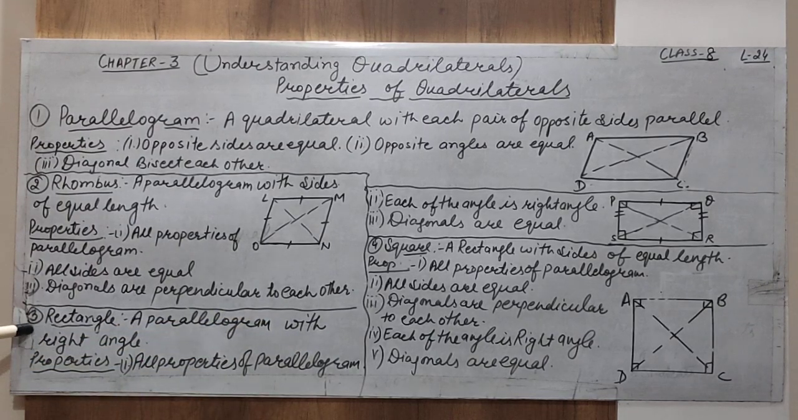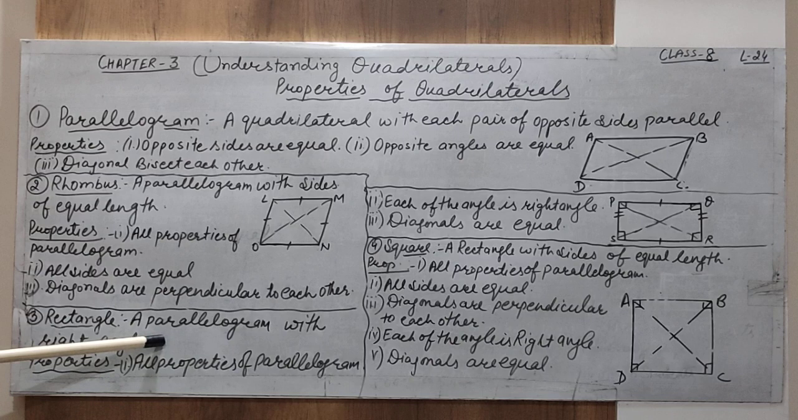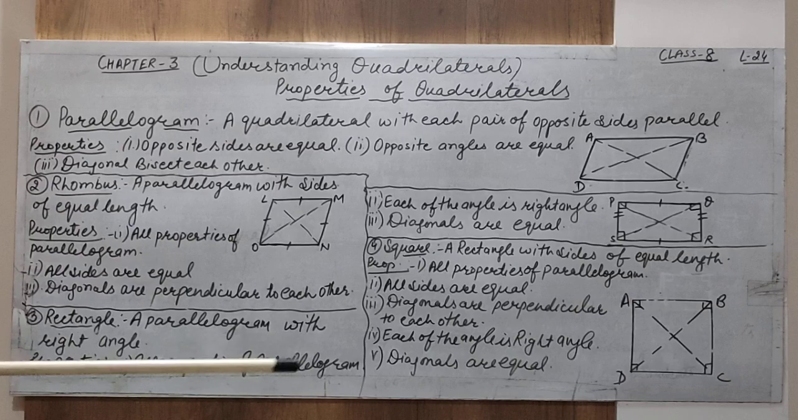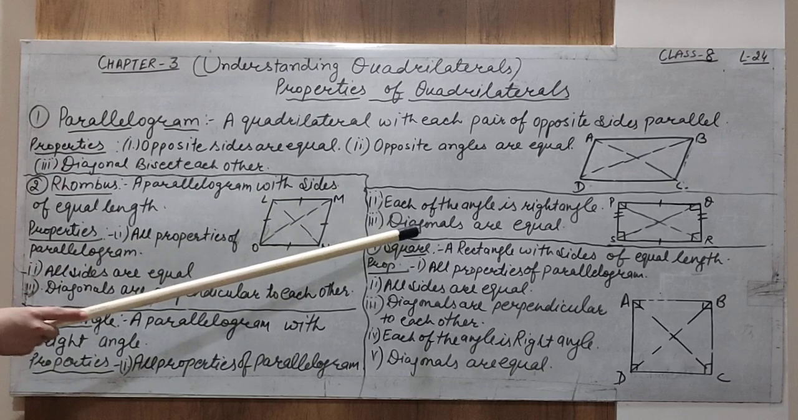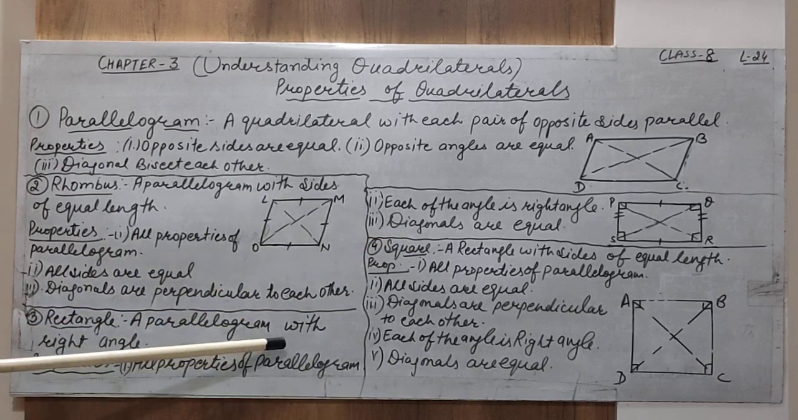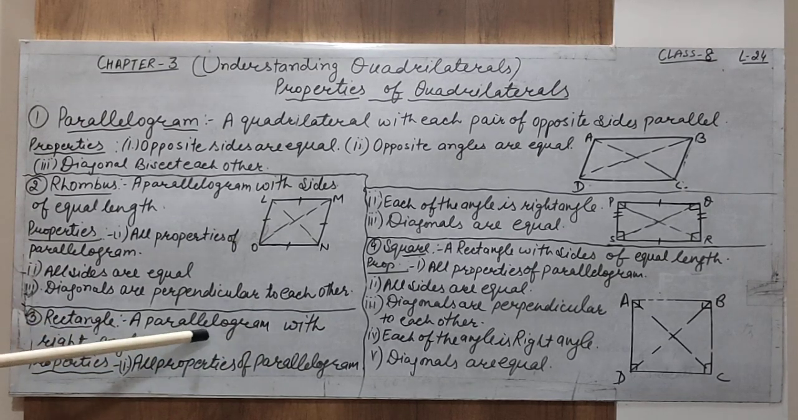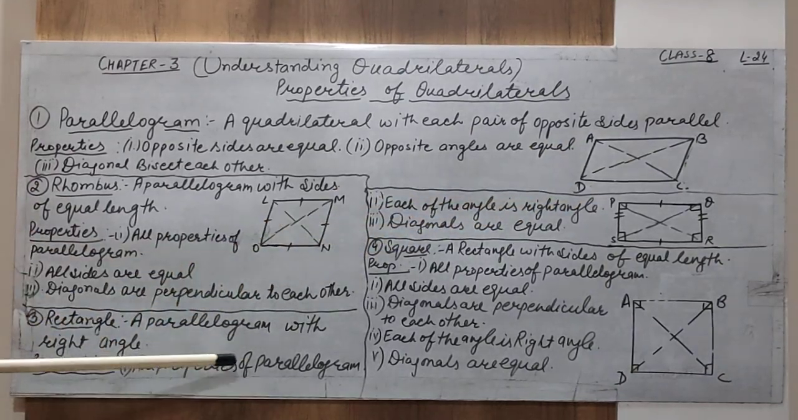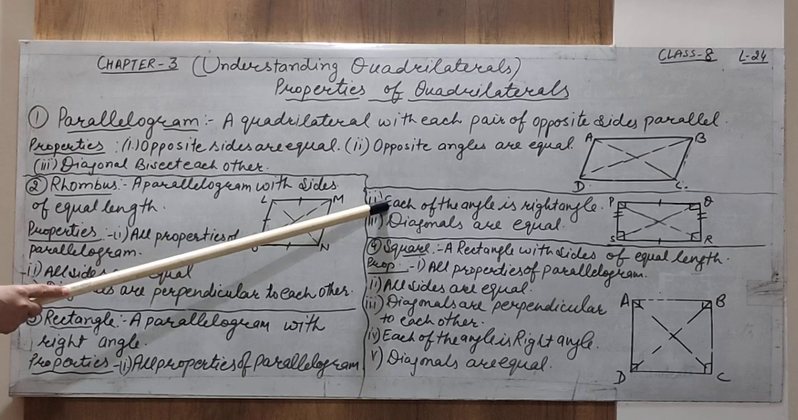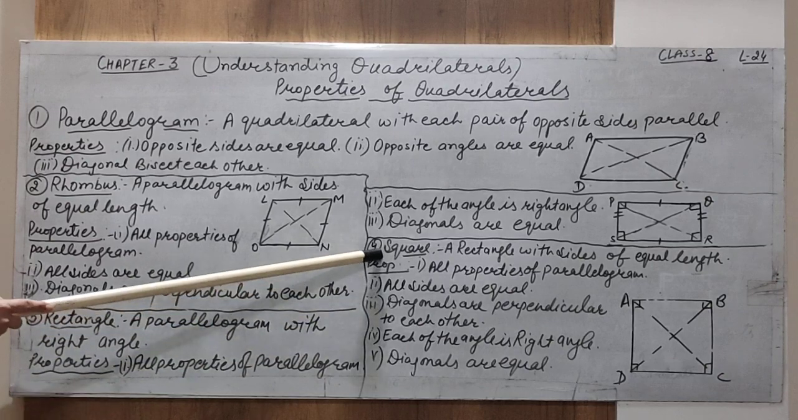Next is the rectangle. In a rectangle, all the properties of the parallelogram apply, that is, opposite sides are equal, opposite angles are equal, and diagonals bisect each other. But one more property is attached: diagonals are equal. Now the diagonals bisect as well as are equal. And one very important property of the rectangle differentiates it from the parallelogram. In a parallelogram, all angles are not 90 degrees, but in a rectangle all angles are compulsorily 90 degrees. And similarly for the square.